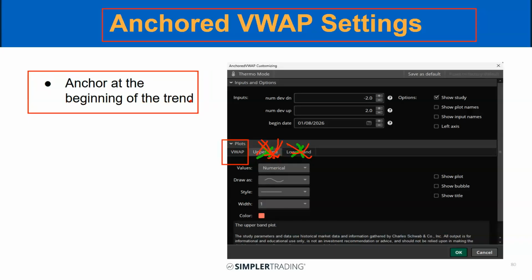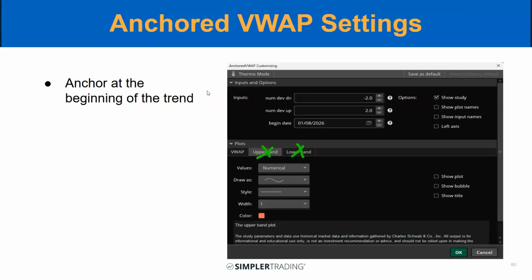Now, this may sound really familiar with you guys. If you are trendy members, then you know how we place our Fibonaccis. That's how I'm placing this anchored VWAP. Okay. So I teach a very specific way. It's not hard to identify where your trend starts. Okay. And that's how I'm anchoring this VWAP.